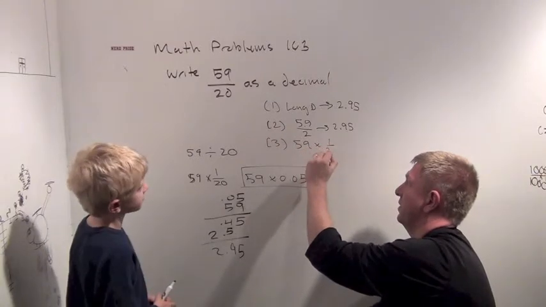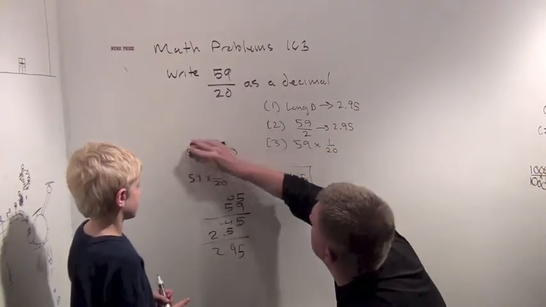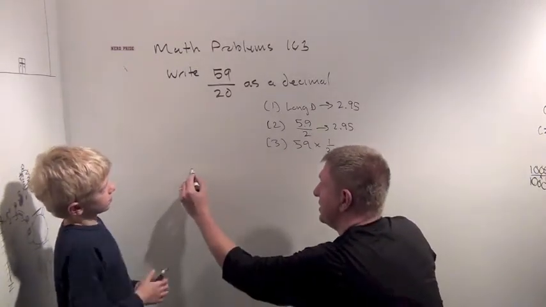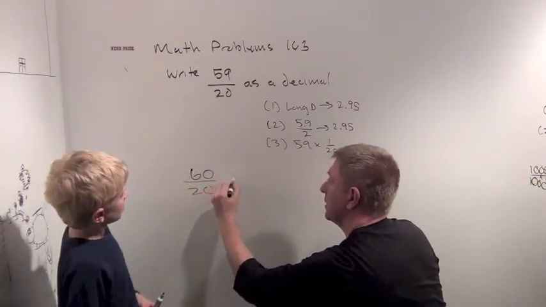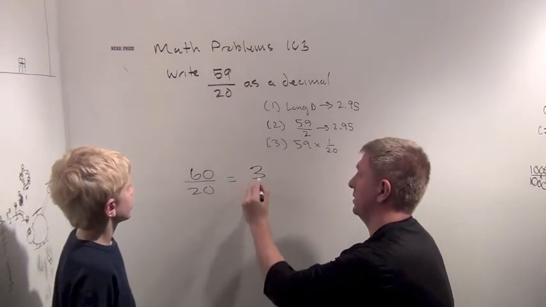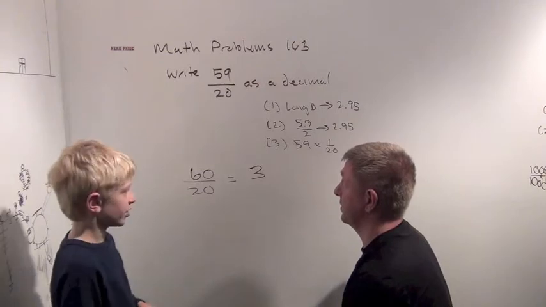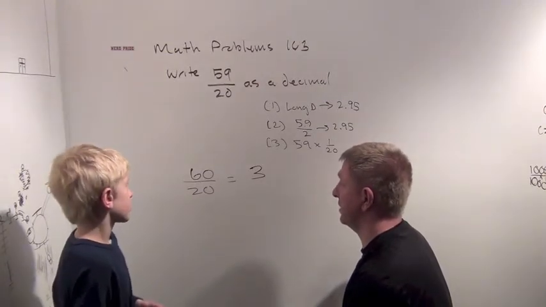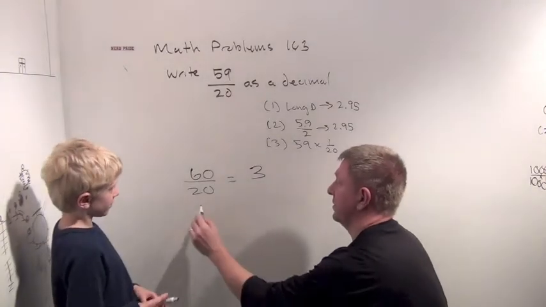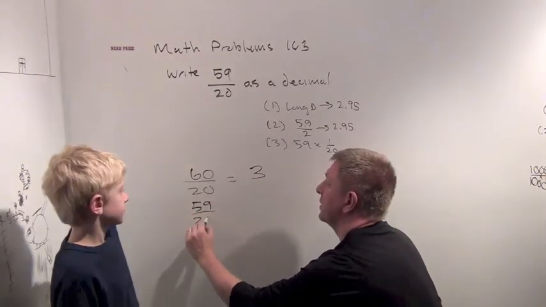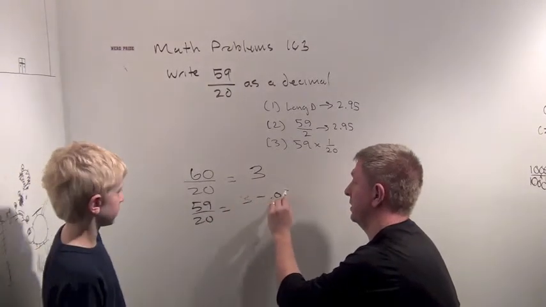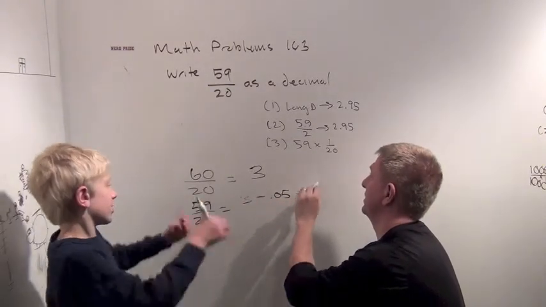Okay. And then here's one other kind of neat way. What's 60 over 20? 60 over 20 is 3. And 59 is pretty close to that. Yeah, so how much do we have to subtract? 0.05. Right, so 59 over 20 equals 3 minus 1/20th, which is 0.05, which is 2.95.